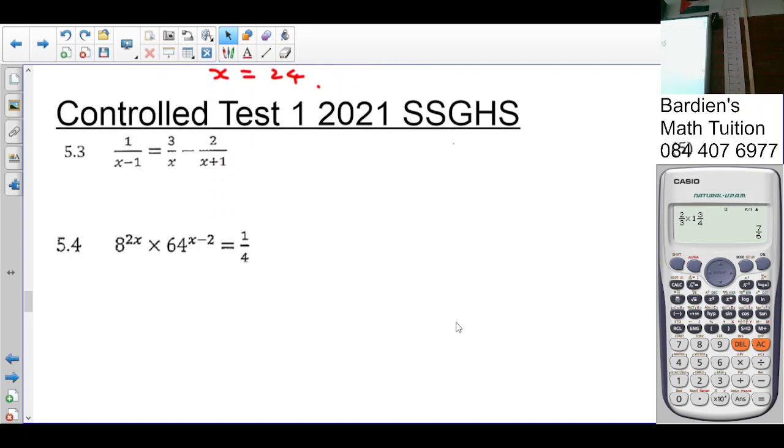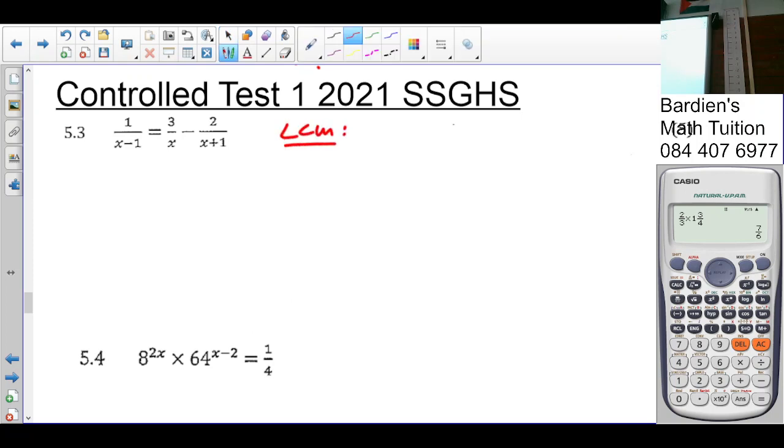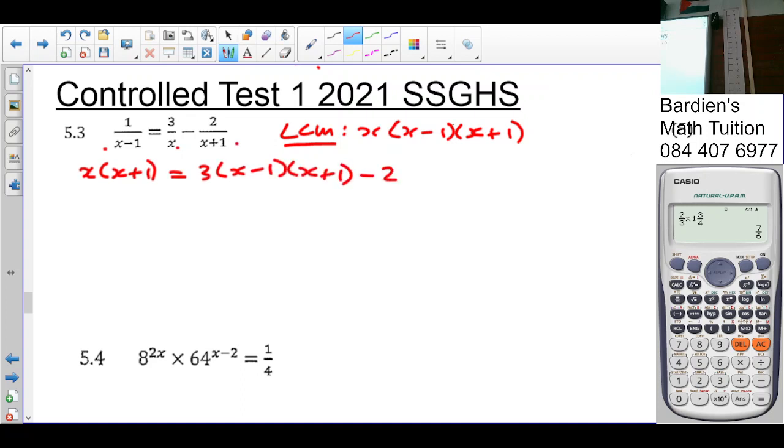The next one. What's my LCM here? X into x minus 1, x plus 1. So what must that be multiplied by? X into x plus 1. Not so? So it's 1 times that. Okay? What must that denominator be multiplied by? X minus 1, x plus 1. What must that denominator be multiplied by? X minus 1. X into x minus 1. You all agree with that?